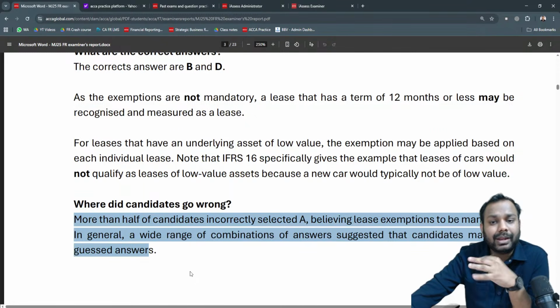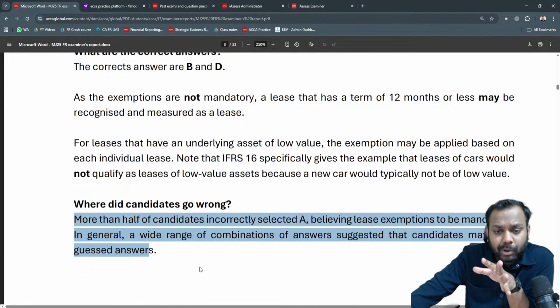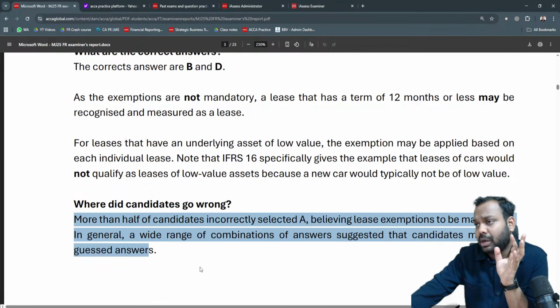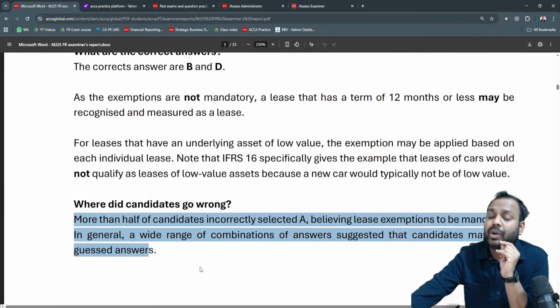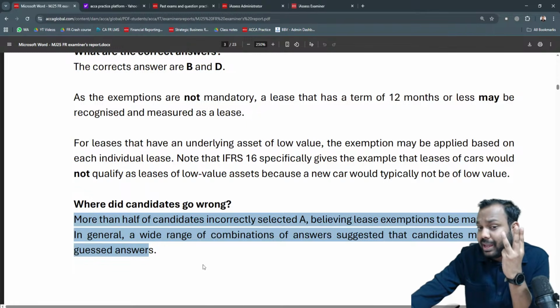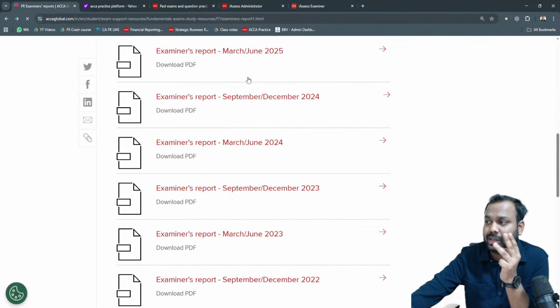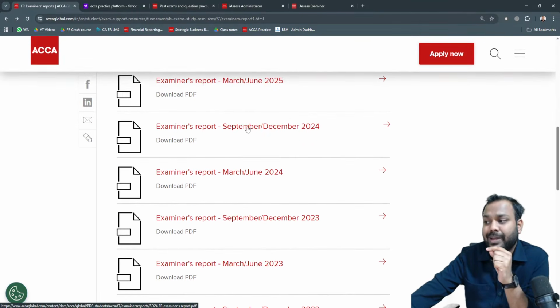Okay. So for my enrolled students, need not worry about the examiner report. I will make a summary and give it to you guys. For the self-study students, you have to make sure that you are studying at least 3 examiner reports. The latest three, March, June 25, September, December 24, March, June 24. These 3, make sure that you are reading at least 3 examiner reports.